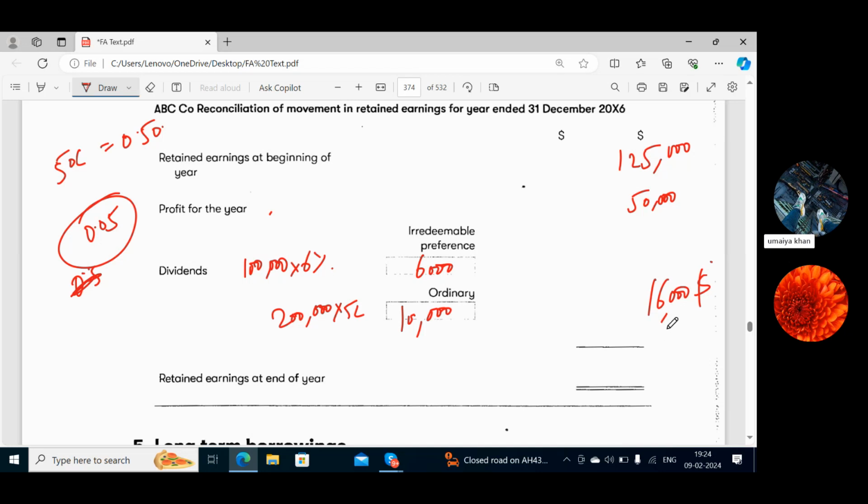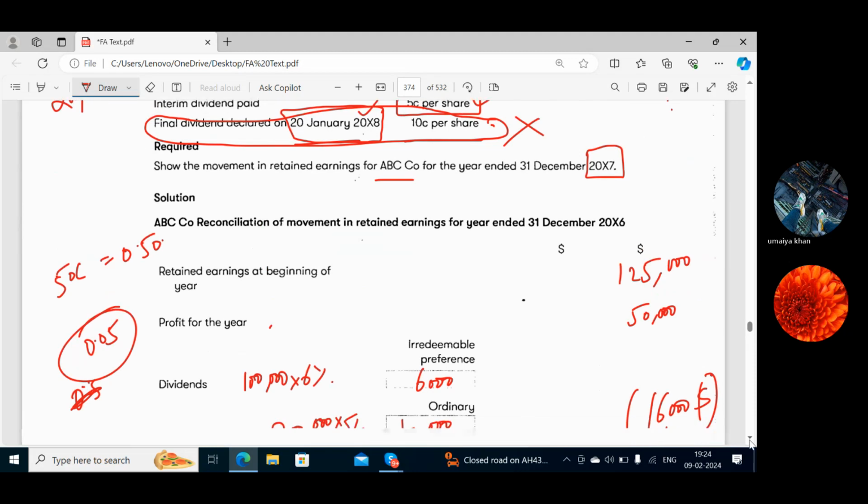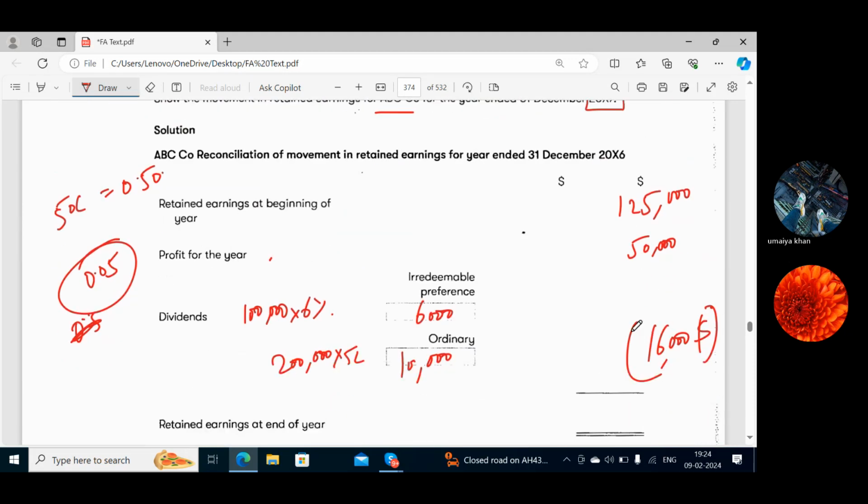Yes, sir. So from the current year profits, this dividends would be deducted. So you can just calculate 125,000 plus 50,000 minus 16,000. Can you tell me the amount here? Yes, sir. 159,000.